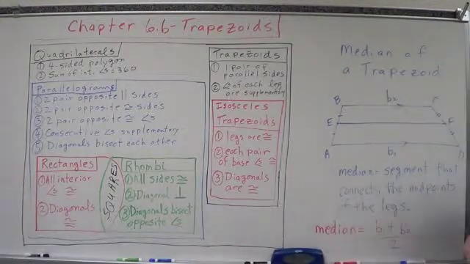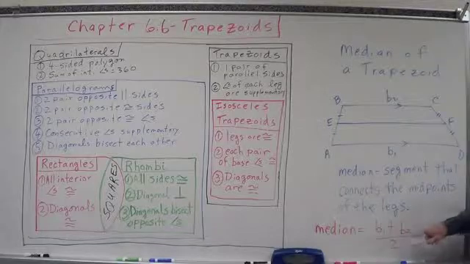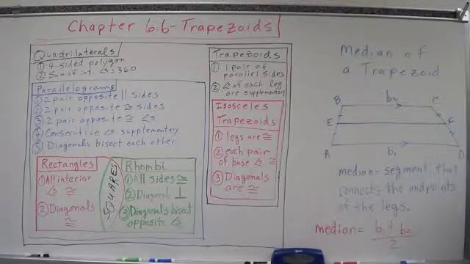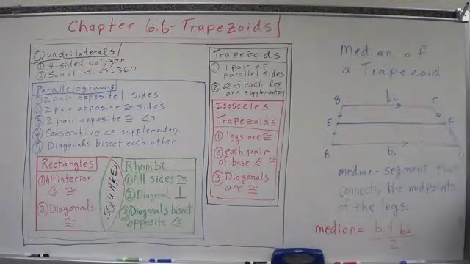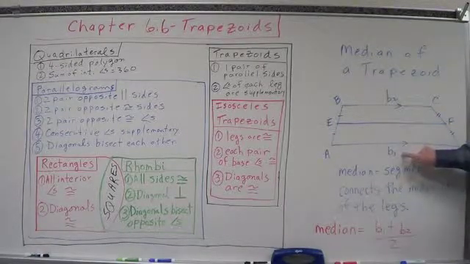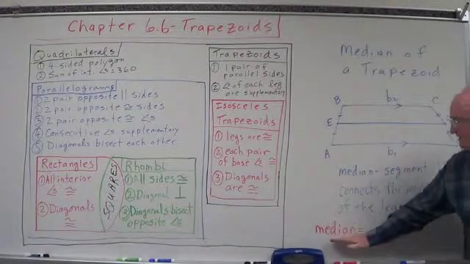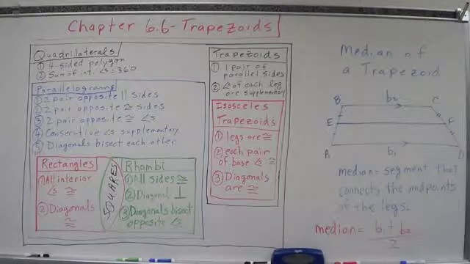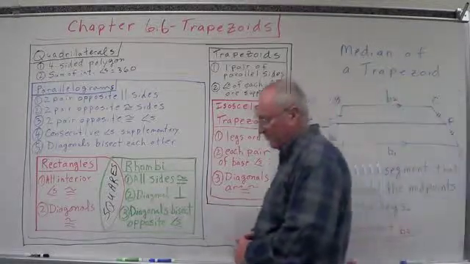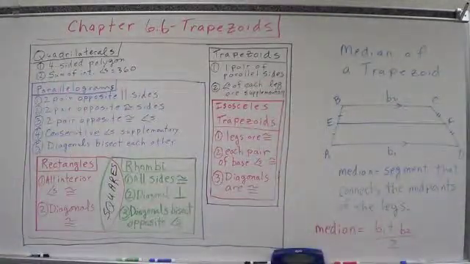And the equation to find the median is take the first base and the second base and divide them by 2. Average the bases. Now I've written this as base 1 and base 2. Does it matter? No. Can base 1 be the top one? Yes. Can base 2 be the bottom one? Yes. It does not matter which is base 1 and which is base 2. Basically, to get the median, you simply take the average of the two bases, the bases being the parallel sides. Okay? Median of a trapezoid. Now let's do some sample problems.